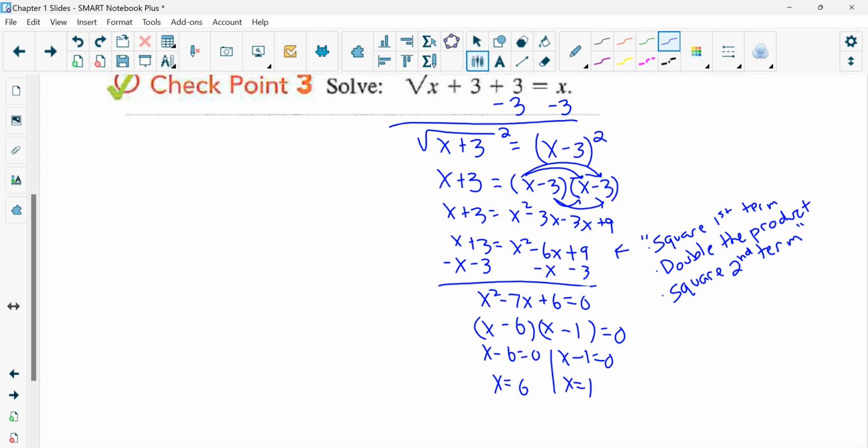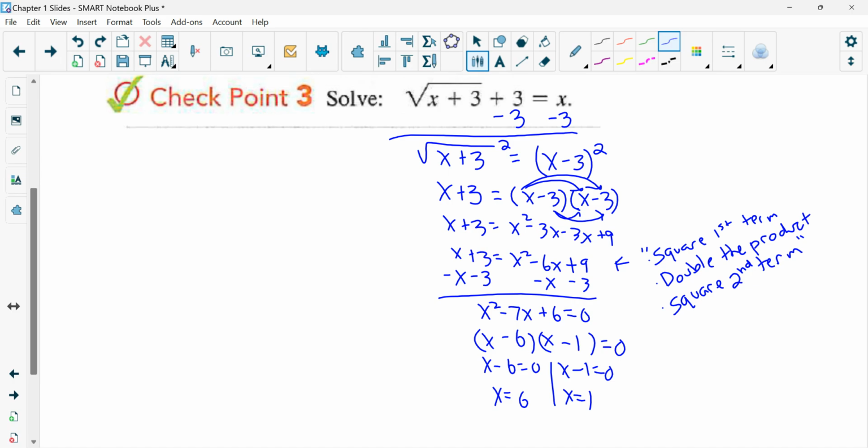Now again, these radical equations can create that extraneous solution. So we have to check these. Remember on Friday I said if you want to check, you can, you don't have to. But when you have these radical equations, you got to check. Especially when you get two answers.